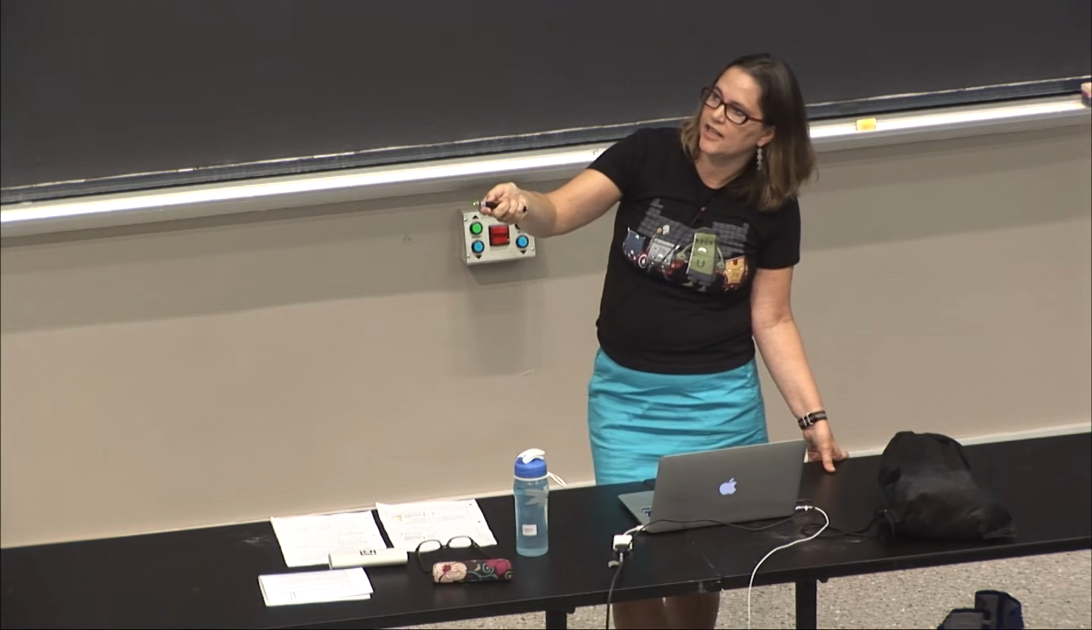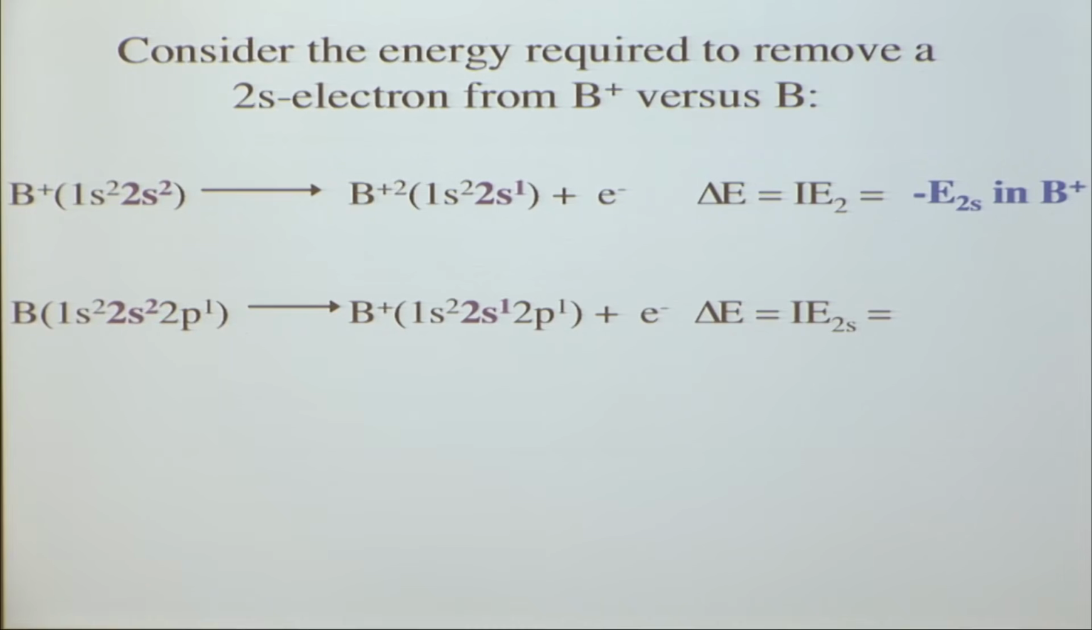Now we're going to take a 2s electron, but we're going to do it from boron. So the p electron is still there. So we go from 2s2 to 2s1 over here, and this energy difference is an ionization energy for a 2s electron. And that's equal to the binding energy of the 2s electron in boron. So do you think these energies are going to be the same or different?